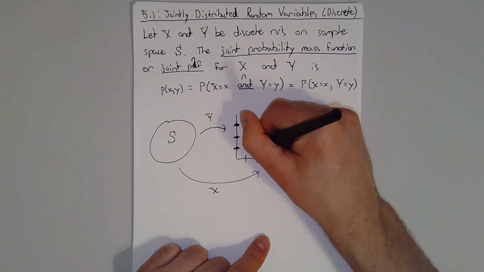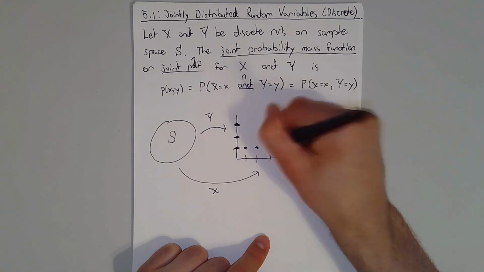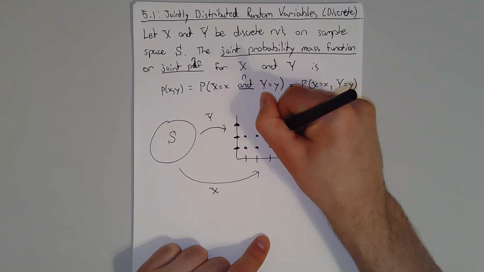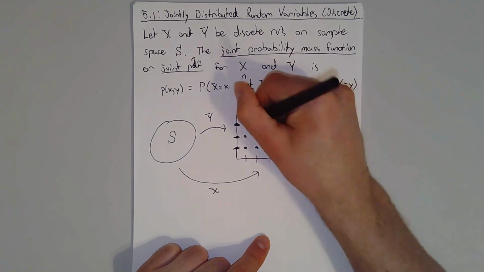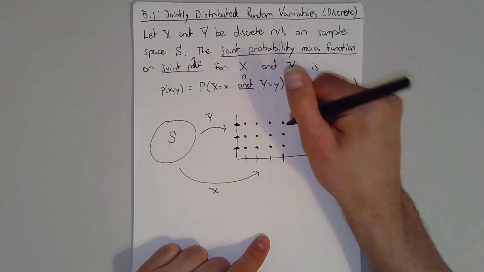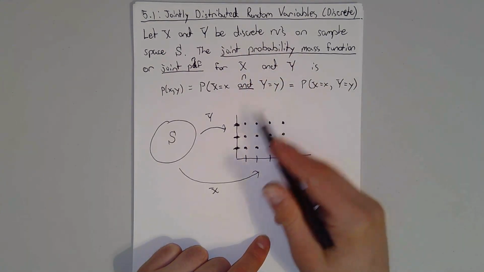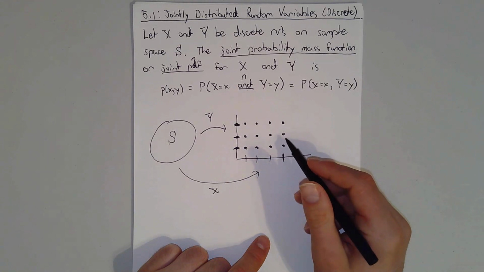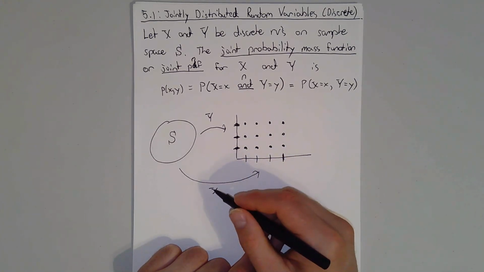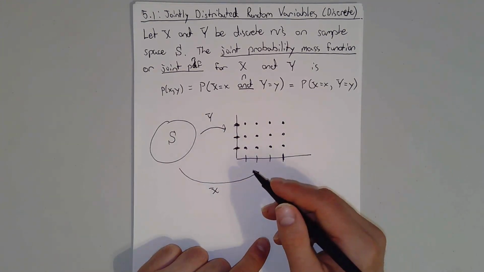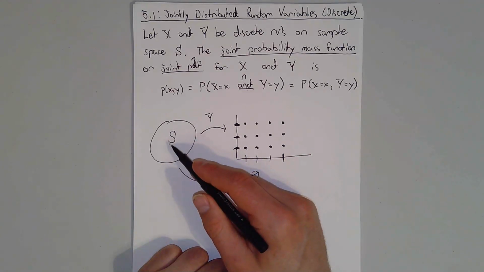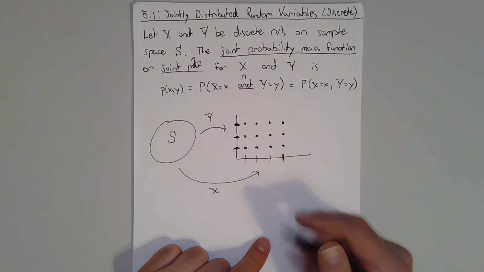Then it follows that this grid of points drawn here are all the possibilities that we can get from capital X and capital Y as a result of plugging in some element from the sample space, or some outcome.